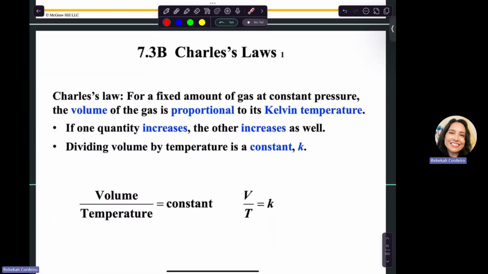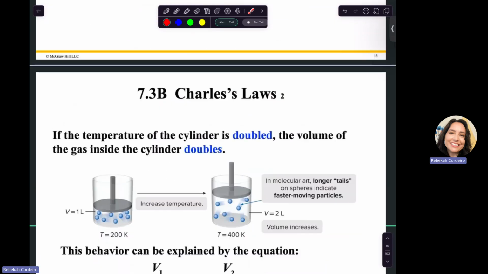Charles's law is the next one. Again, you don't have to memorize the names of these laws, but it is a direct proportion. So it is going to be V over T is your constant. We'll talk about the formula in a second, but it's direct. So if one goes up, the other also goes up. Volume and temperature is what we're looking at here.